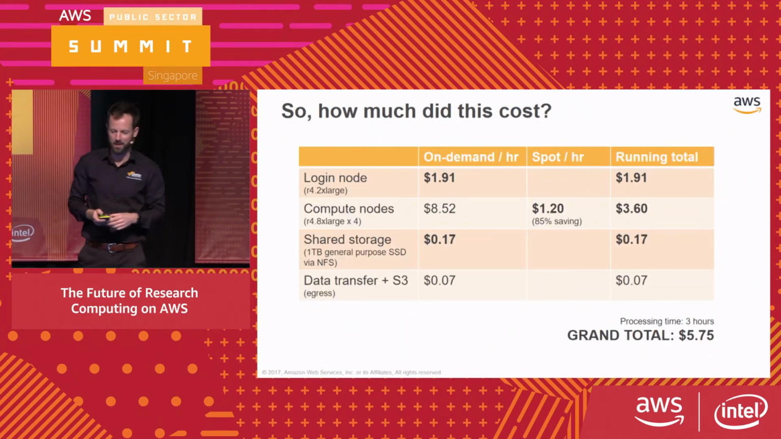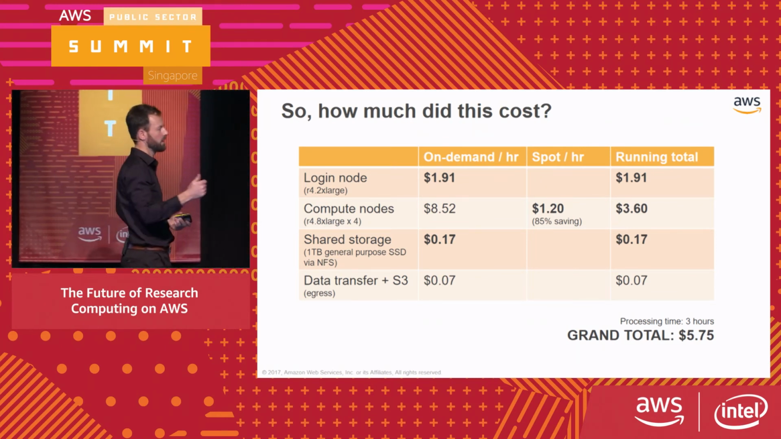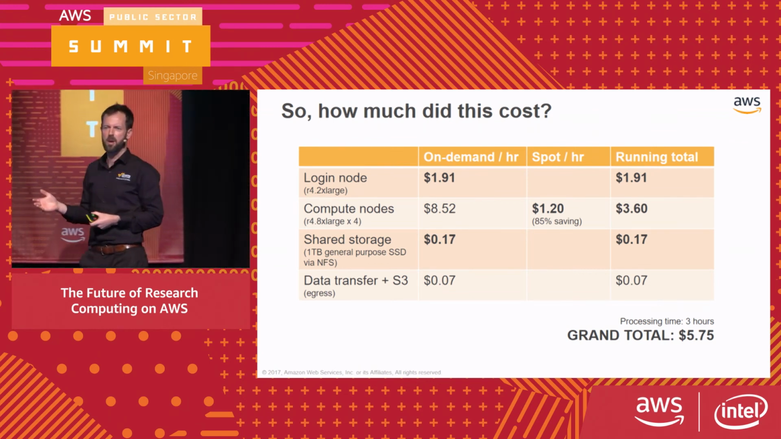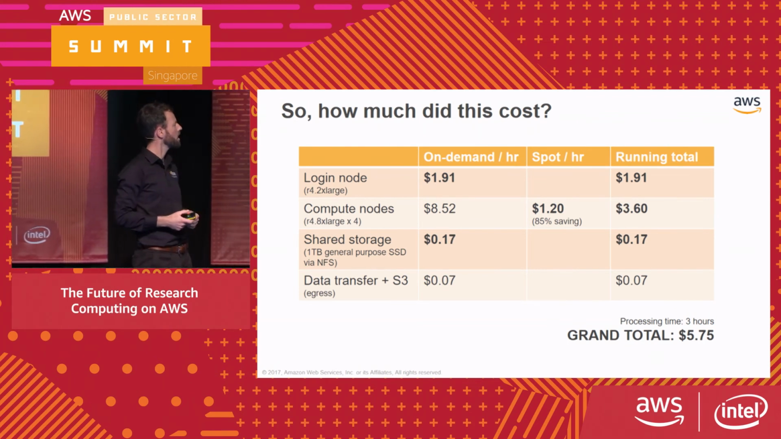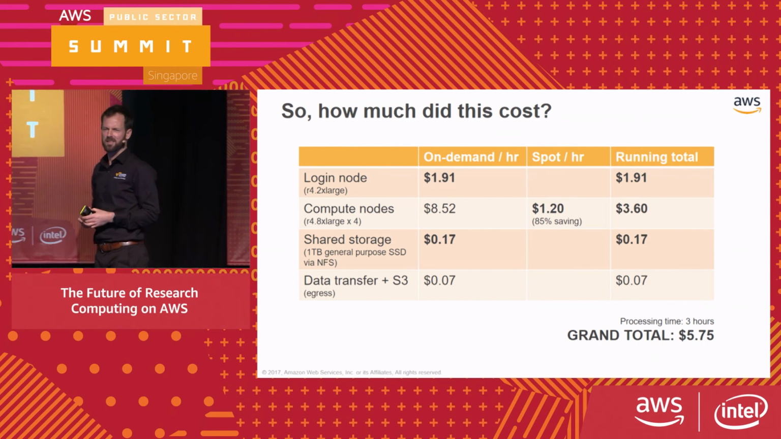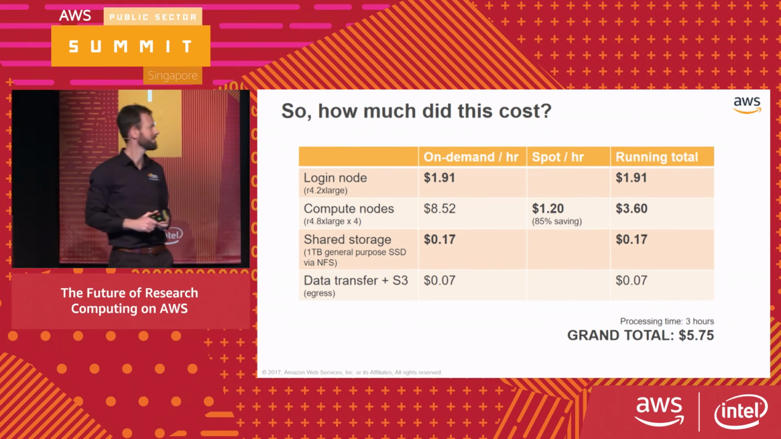I'll have to finish fairly quickly. How much did this cost? Well, we had a login node. We had 4 of these large compute nodes. I had a terabyte of SSD storage. I had a little bit of egress cost for data moving around. It cost me about $5, $6. That's the price of a cup of coffee in Sydney, right?